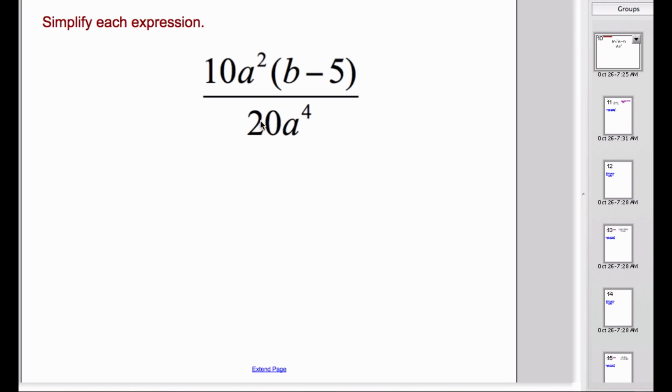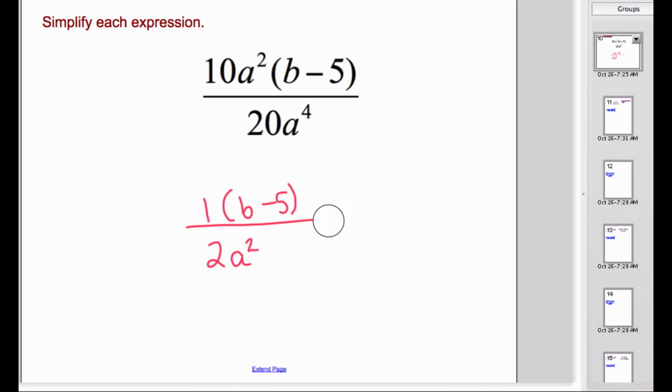So when we look at 10 over 20, the coefficient part of that, then we know that 10/20ths can reduce to 1/2. If we have a to the second in the numerator and a to the fourth in the denominator, then we know that's going to leave a to the second in the denominator because we subtract. And then this quantity b minus 5 has nothing to cancel out with on the bottom, so it stays.